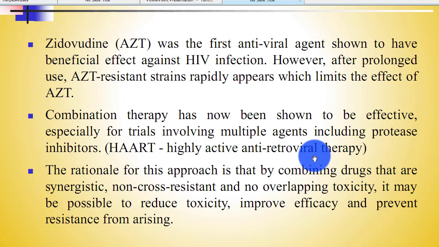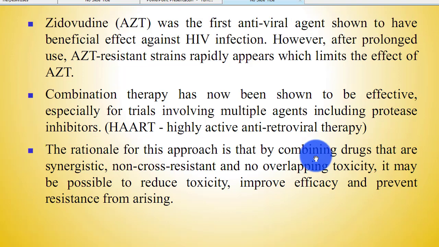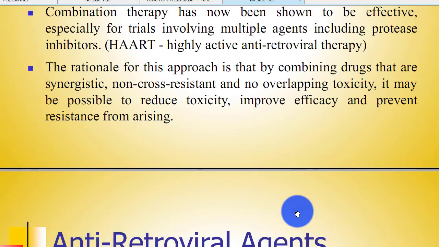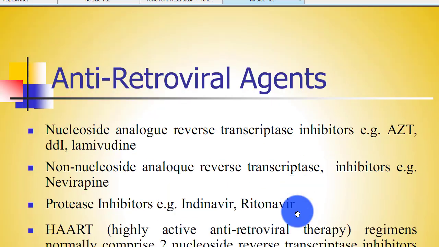Combination therapy has now been shown to be effective, especially in trials involving multiple agents, including protease inhibitors. The rationale for this approach is that by combining drugs that are synergistic, non-cross-resistant, and with non-overlapping toxicity, it may be possible to reduce toxicity, improve efficacy, and prevent resistance from emerging.